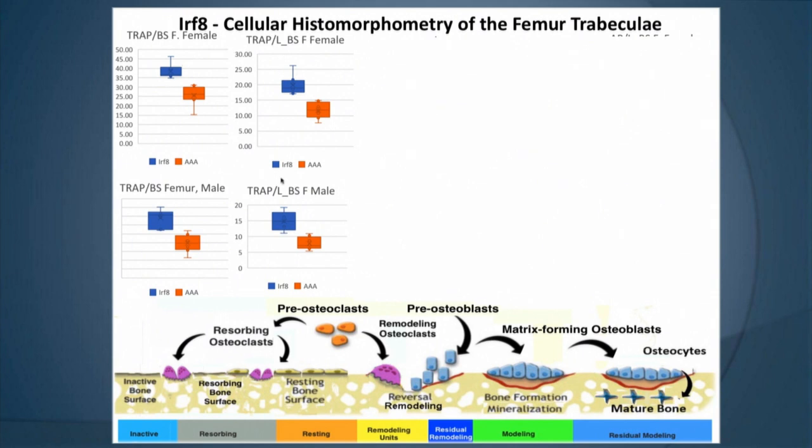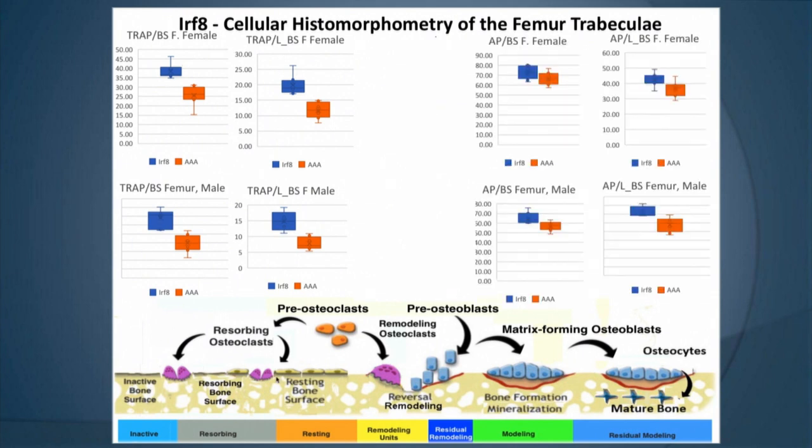So there's lots of TRAP activity on the degradation side. There was surprisingly little increase in the bone-forming activity. You'd expect that if you have all this removal of bone, you'd have a lot of formation. And we were surprised we didn't see that in this one.